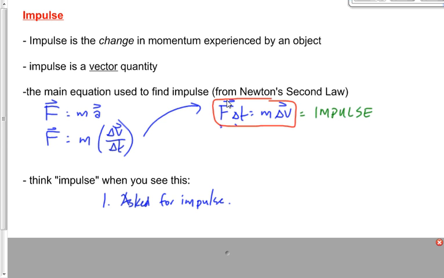The second one is a little less obvious, but still not bad. Impulse is defined as the change in momentum. So whenever you've got a problem involving a change in momentum, it might say, what's the momentum gained by the object as it speeds up towards the ground? What's the momentum lost by the car as it slows down at the stop sign? If it refers to a change in momentum, a momentum gain, a momentum loss, then let's do impulse. Let's use this equation.